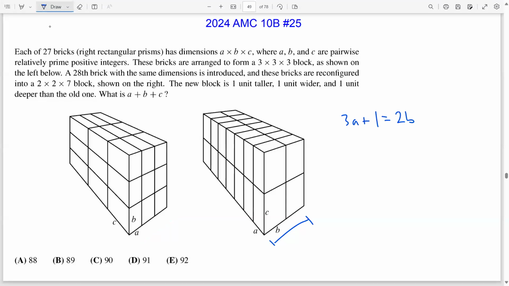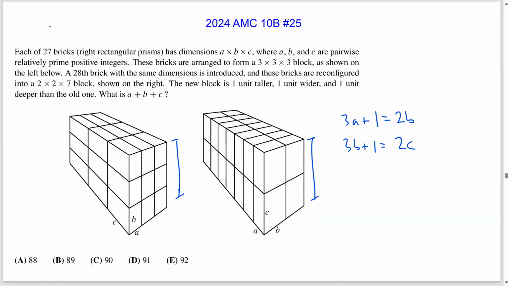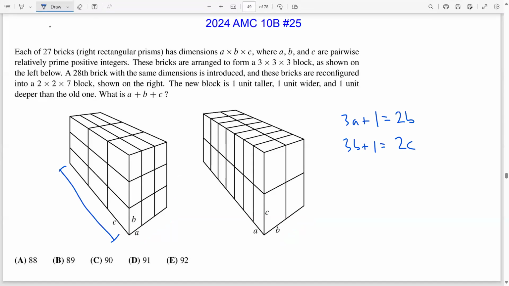Similarly, if we look at the height of both blocks, we're going to see that 3b plus 1 is equal to 2c. And then lastly, if we look at the depth of both blocks, we're going to see that 3c plus 1 is equal to 7a. So a, b, and c have to satisfy this system of 3 equations.